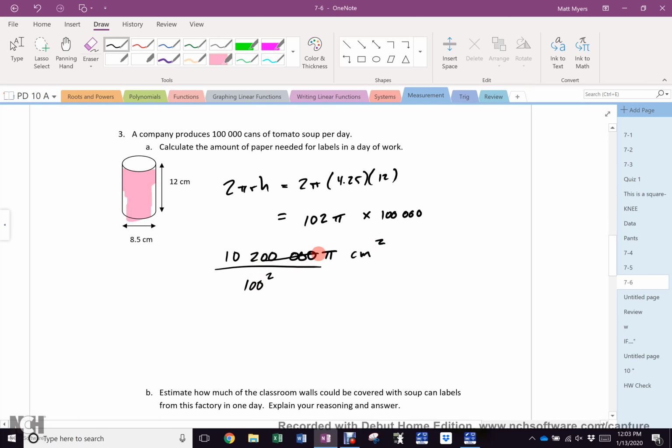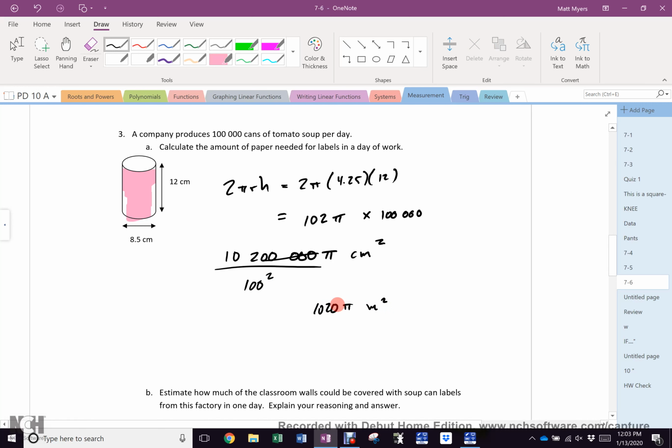What's going to happen to all these? They're going to go away, and I got 102 pi total. Yeah? 102 pi meters squared. Well, 10,000 has 5 zeros. No! 10,000 has 4 zeros. Thank you. 1,020 pi. Yes. Yeah?